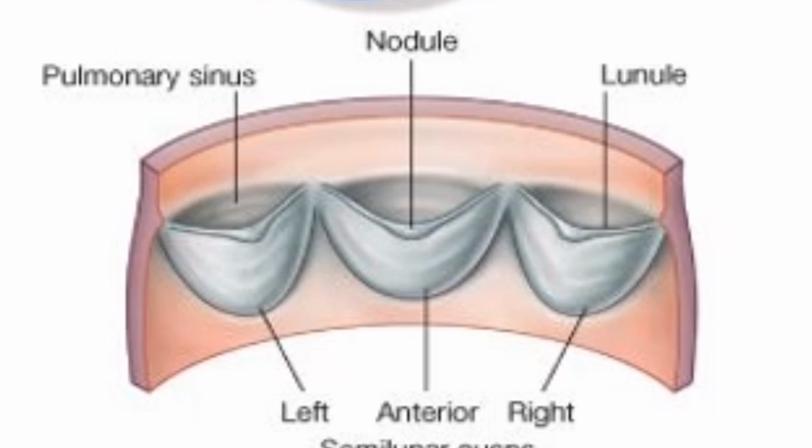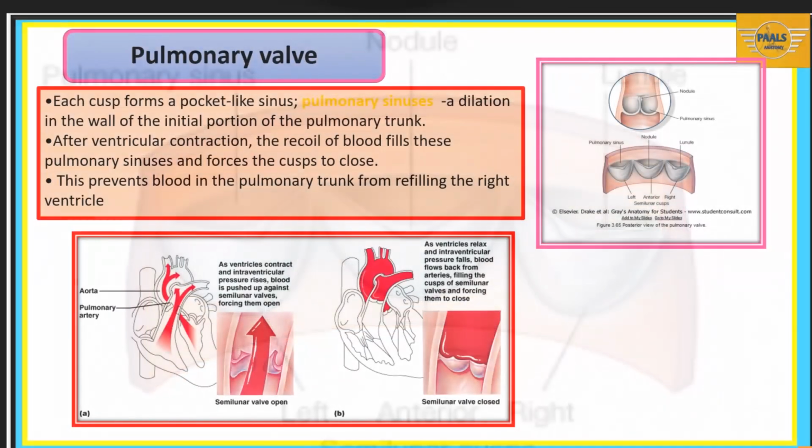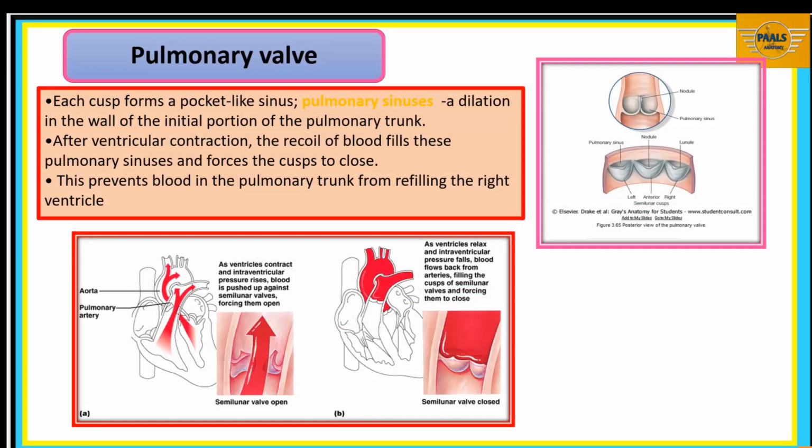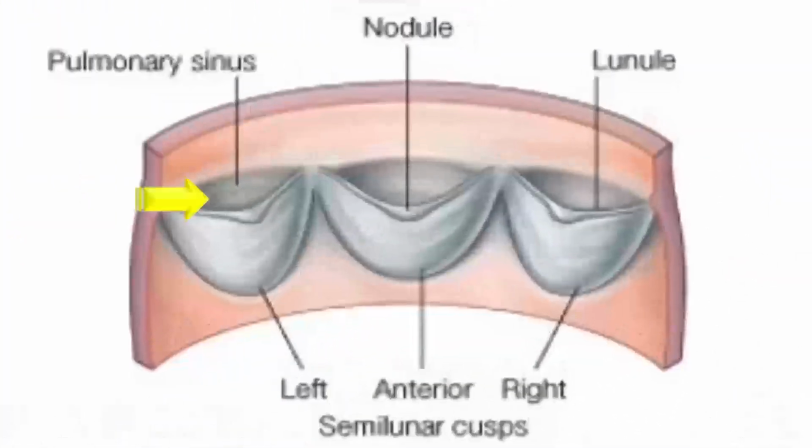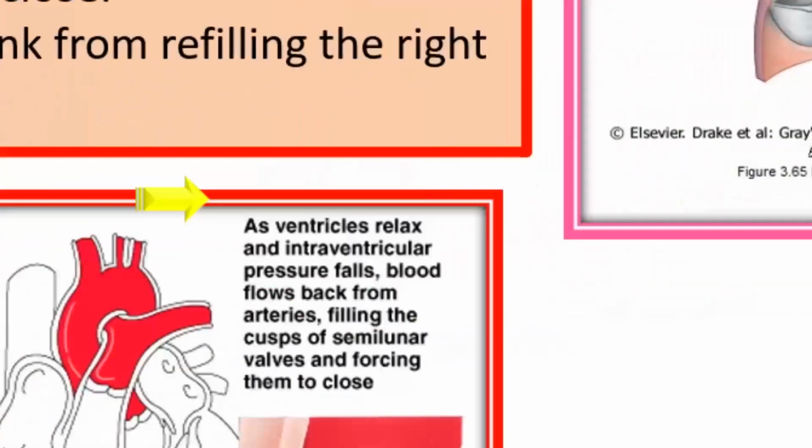The cusps are named the left, the right, and the anterior, and this is relative to their fetal position. Each of these cusps will form a pocket-like sinus or pouch, and this sinus or pouch is called the pulmonary sinus. These are the pouches, the pulmonary sinuses.